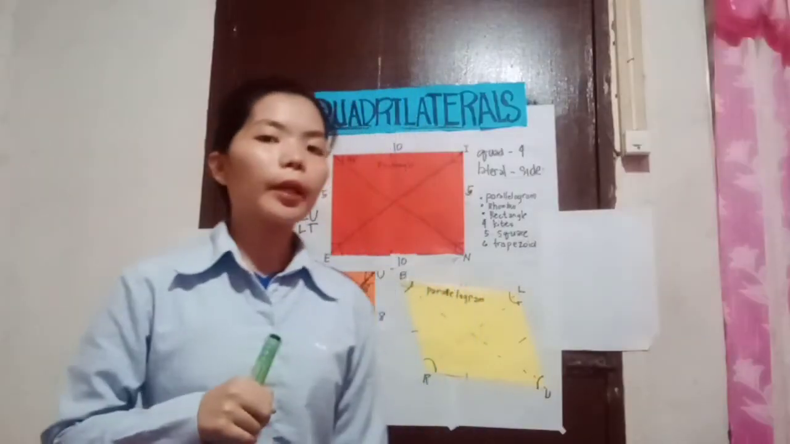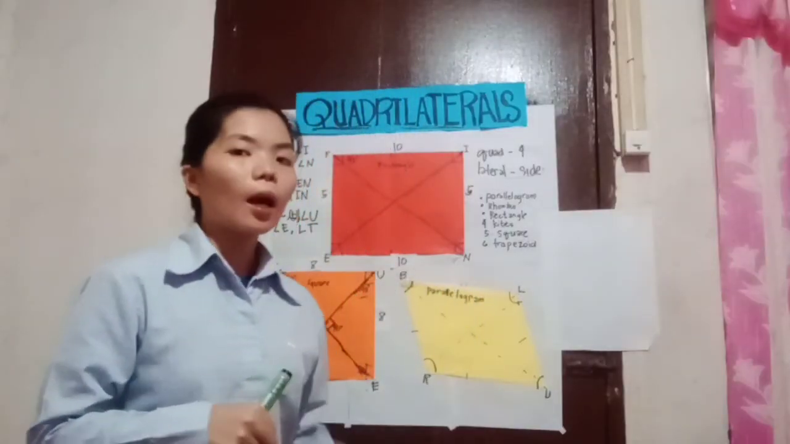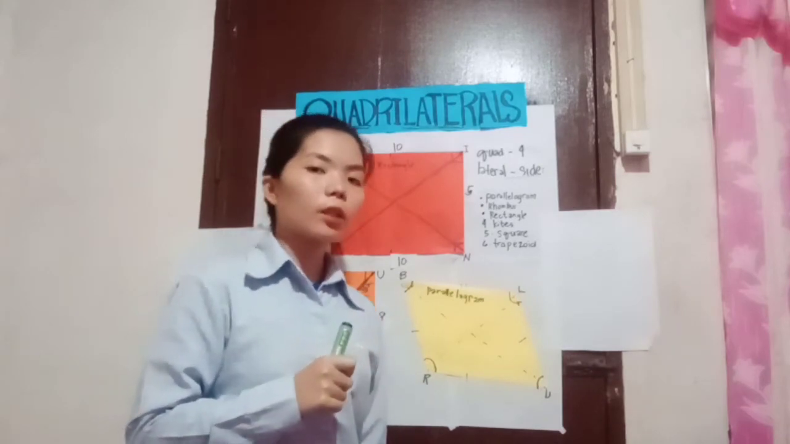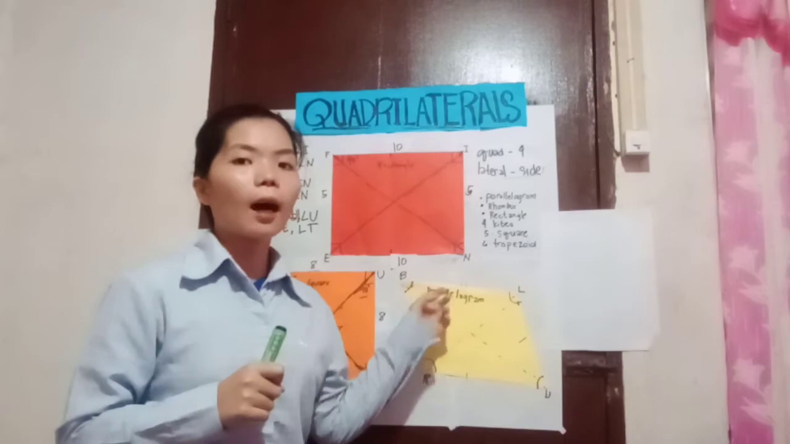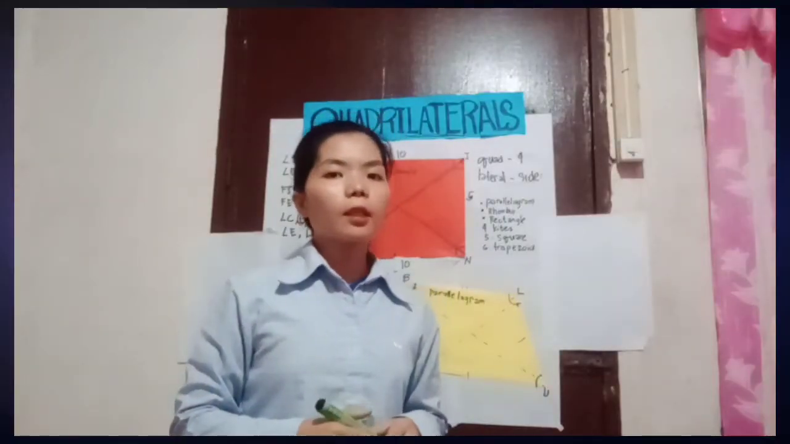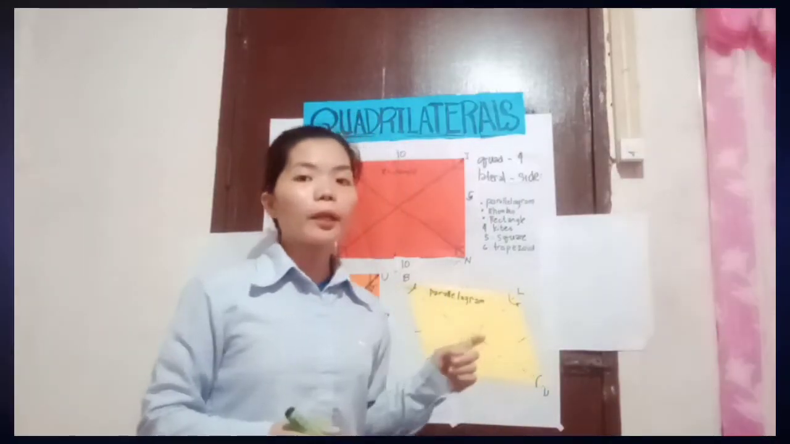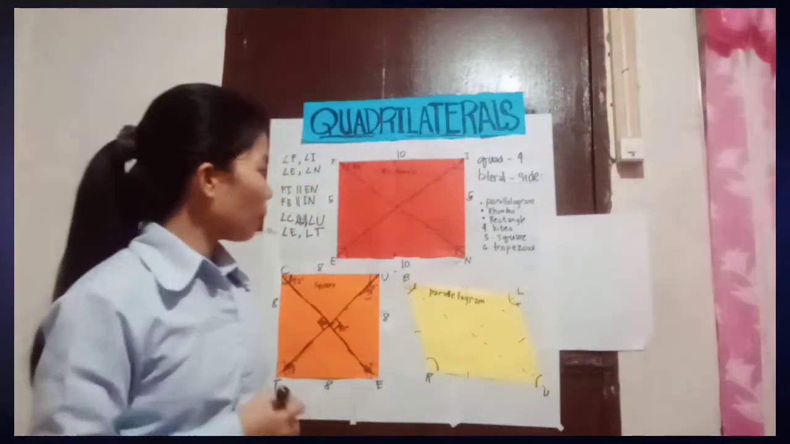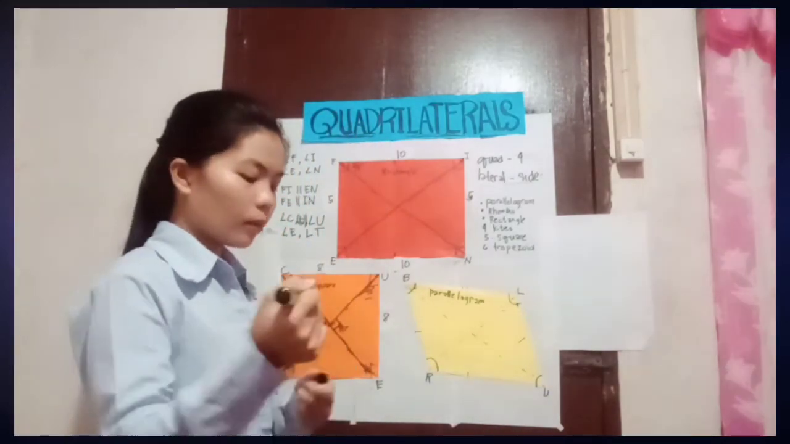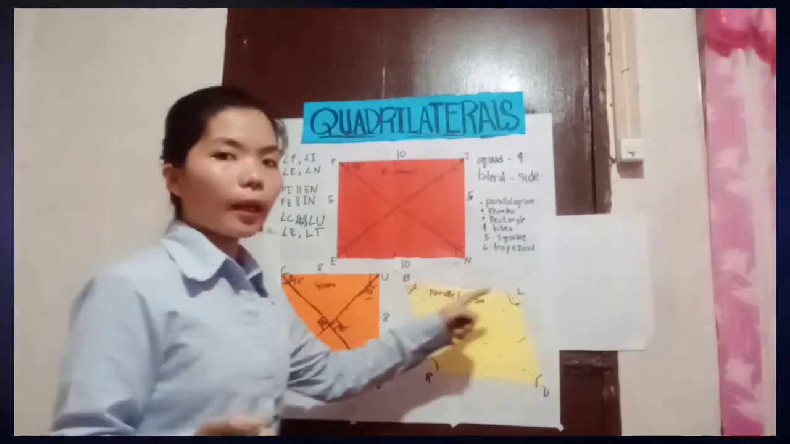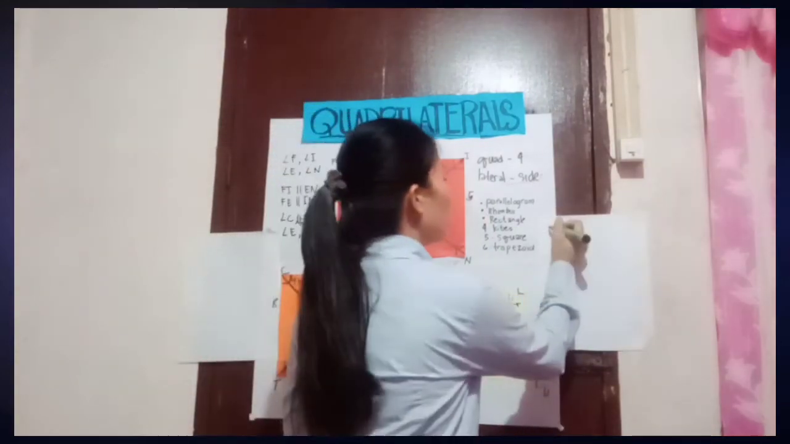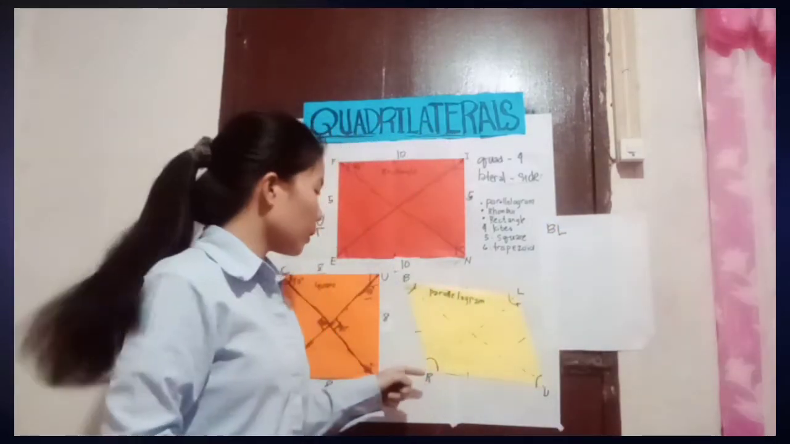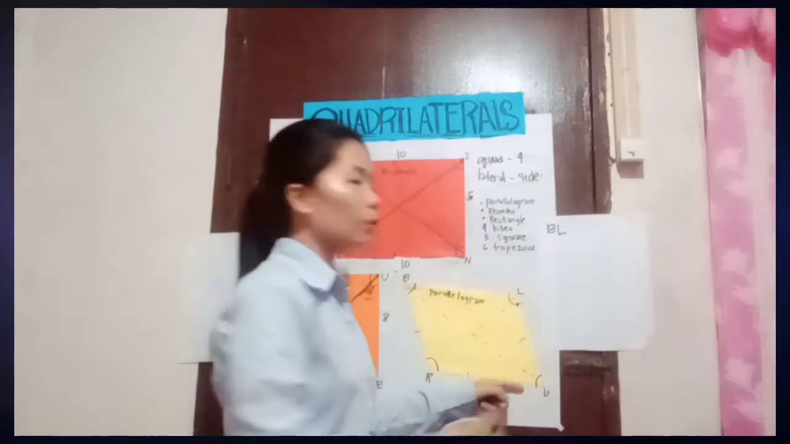The third figure is parallelogram. A parallelogram is a quadrilateral with both pairs of opposite sides parallel. We have 5 properties for this figure. First, opposite sides are parallel. For example, side BL is parallel to side RU.